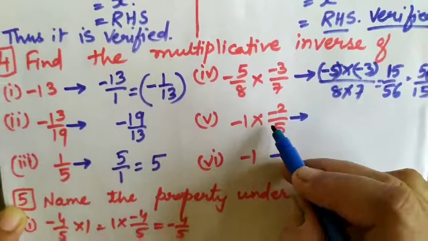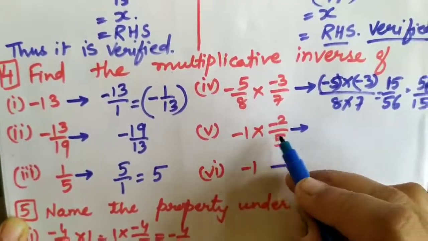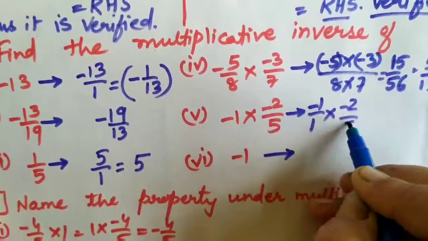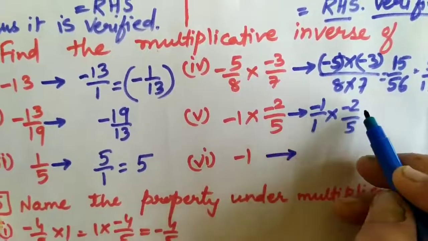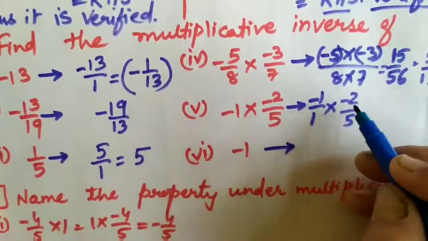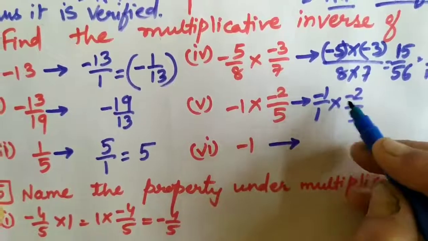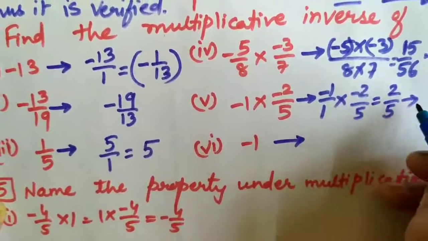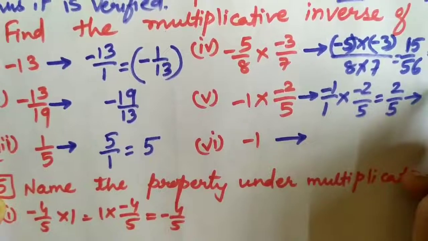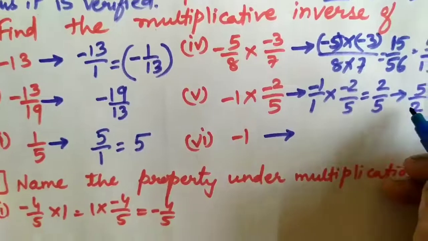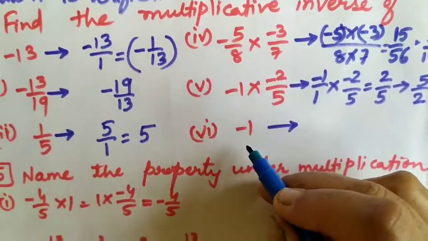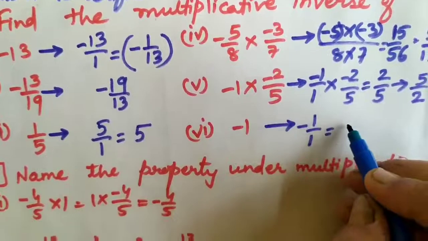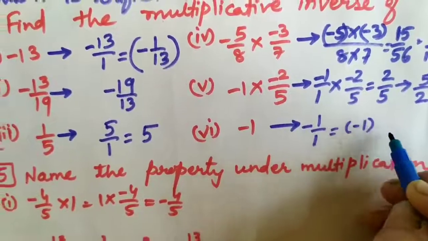Next is minus 1 into minus 2 upon 5. Here minus 1 means minus 1 upon 1 into minus 2 upon 5. Numerator multiplied with numerator, minus 1 into minus 2. 2 ones are 2 and minus minus will become plus, equal to 2 upon 5, and the answer is the inverse number, that is 5 upon 2. Next is minus 1. There is no denominator, so we can write minus 1 upon 1, which inverted is again minus 1. This is the answer.